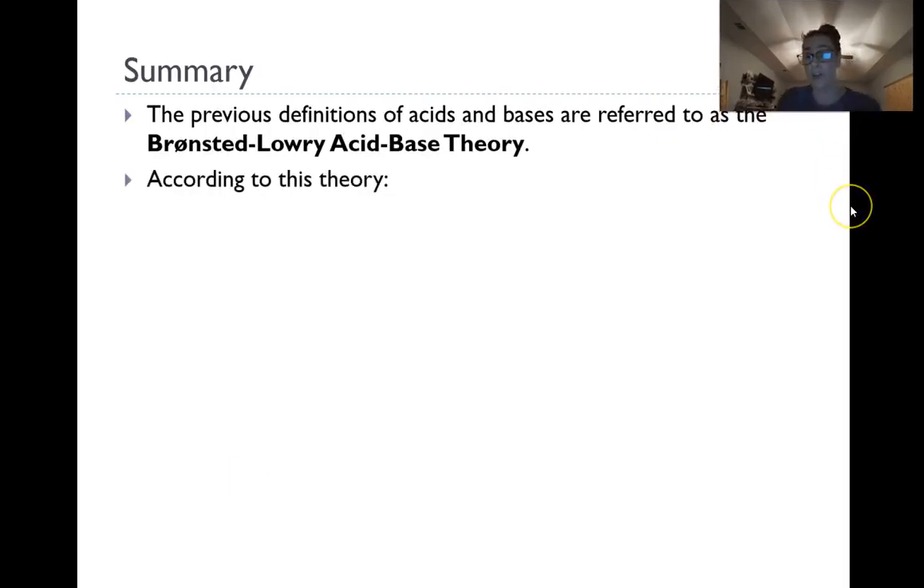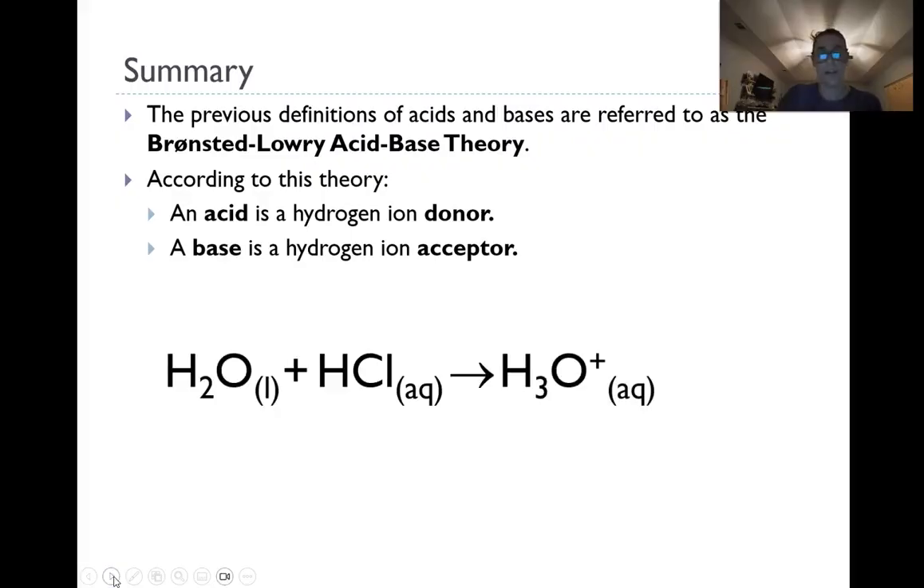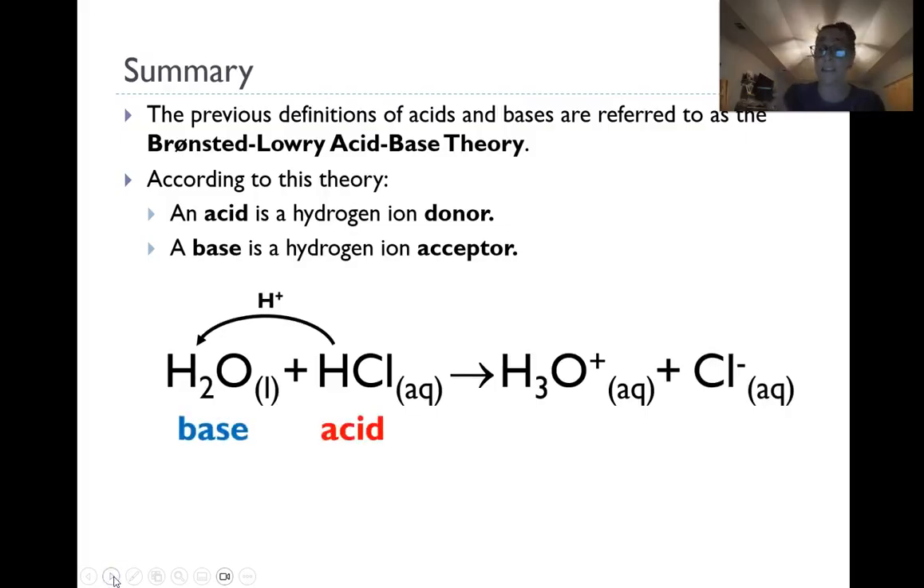Definitions of acids and bases in terms of proton donor and acceptor are referred to as Bronsted-Lowry acids and bases. So according to this Bronsted-Lowry acid-base theory, an acid is a hydrogen ion donor and a base is a hydrogen ion acceptor. So for example, if we mix hydrochloric acid with water, the hydrochloric acid is acting as an acid because it donates that proton to water to form hydronium. That is what makes it an acid. Okay? The base is the one that accepts the protons. So in this instance, water can act as a base.